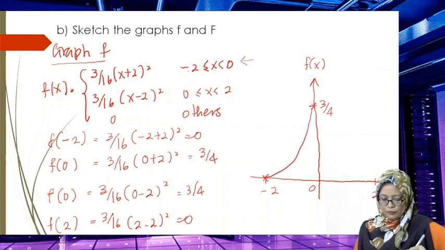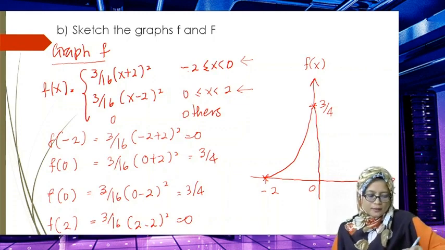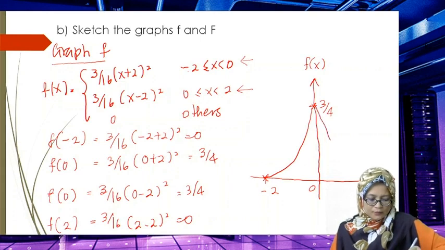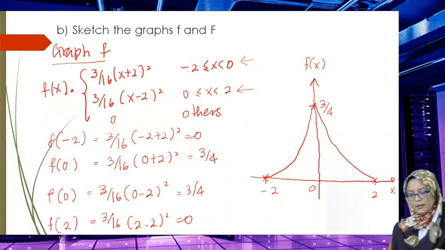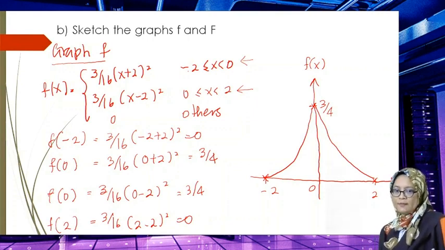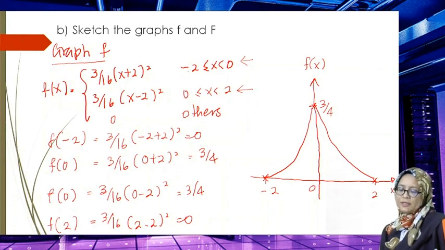f from 0 to 2. So in the interval 0 to 2, the function is also (x minus 2) squared, so quadratic as well. So negative 2, 0. This is also a quadratic graph. So complete it as a quadratic. Don't draw it as a straight line. Okay, so that is for the graph of f.